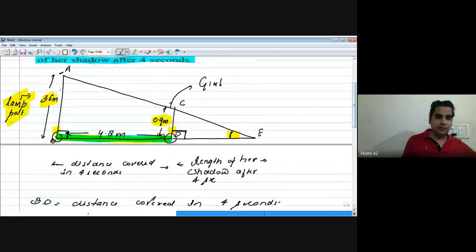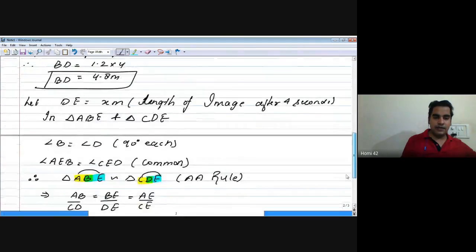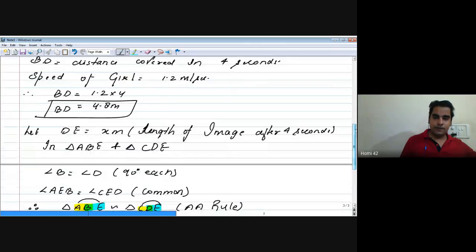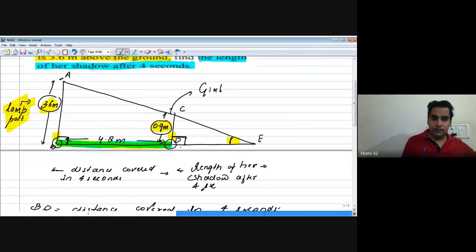Now let's see what are the lengths of them. The length of AB is 3.6 meter, and the length of CD is 0.9 meter. I am going to write it. AB is 3.6, CD is 0.9. Now let's go back to the figure. We assume this value DE to be X meter, right? So what is the length of BE? The length of BE is 4.8 plus X, because we need to add both these dimensions. So BE is equal to 4.8 plus X.